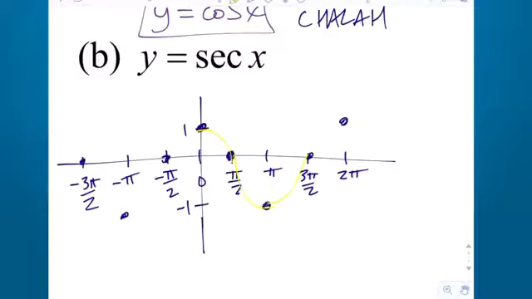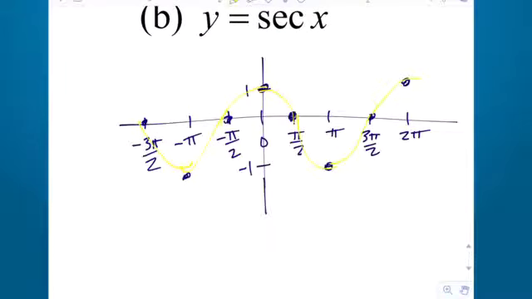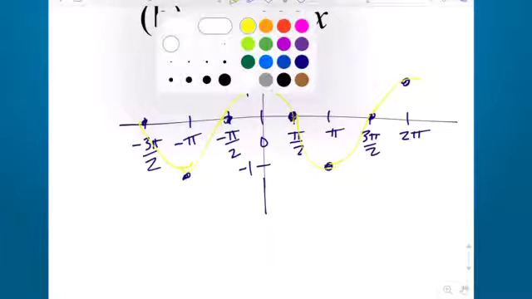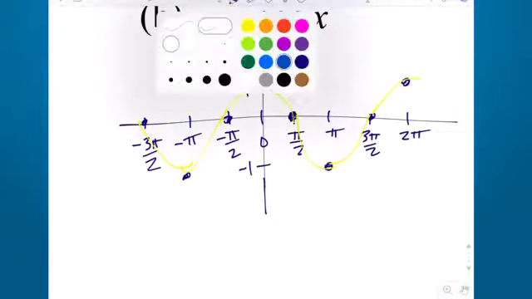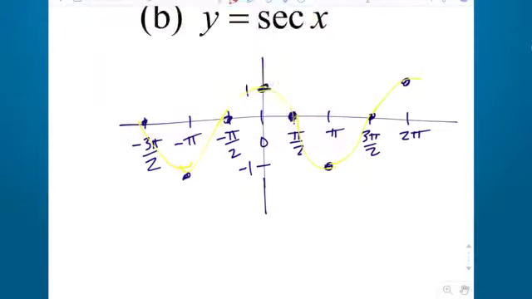There we go. You can kind of see that. There's the cosine graph in yellow. The reason I did a light color is because I want to sketch the graph of secant, but I want it to stand out a little bit more prominently. Let's use red.